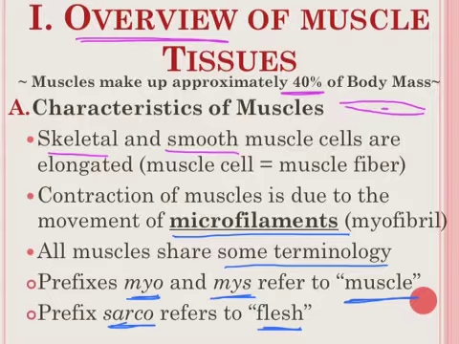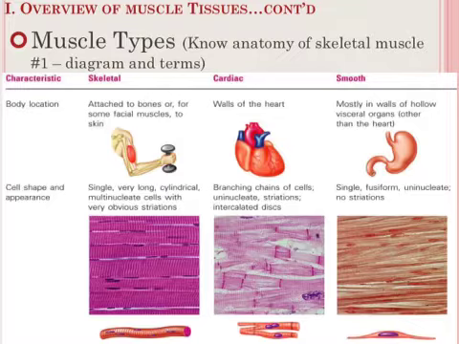Here we're looking at the 3 different types of muscles. These are the same that we talked about during our lab. You need to make sure that you know the anatomy of the skeletal muscle, which is color sheet number 1. We're going to go over that in just a minute. You need to know your body locations of each of the 3 types of muscle tissue, and you need to know the cell shape and the appearance.